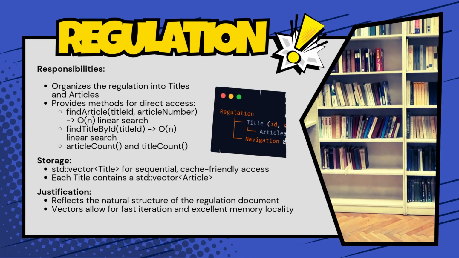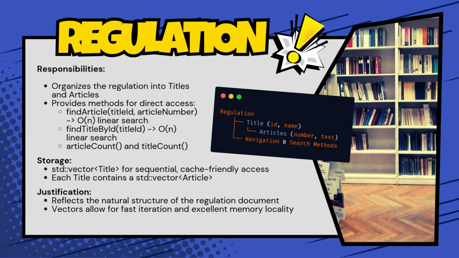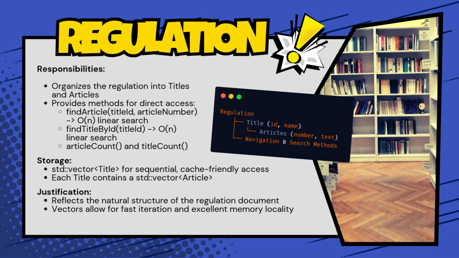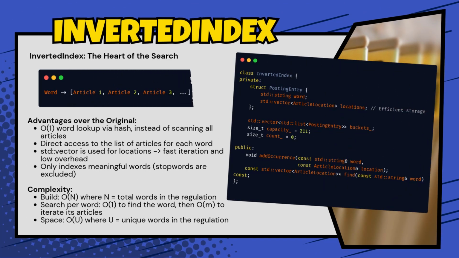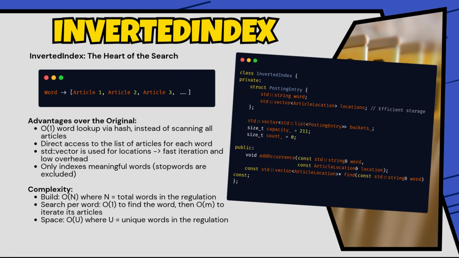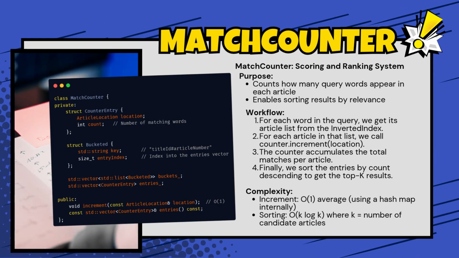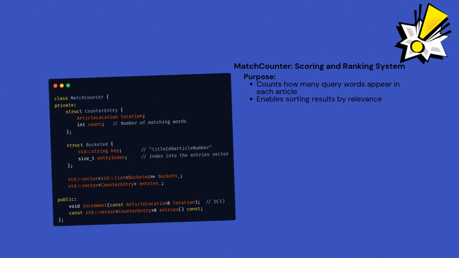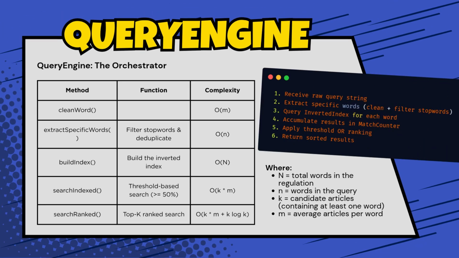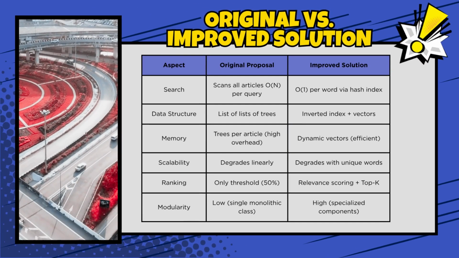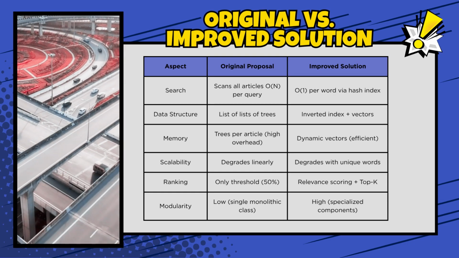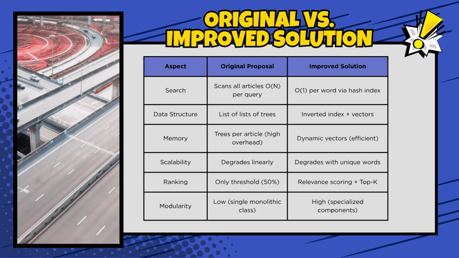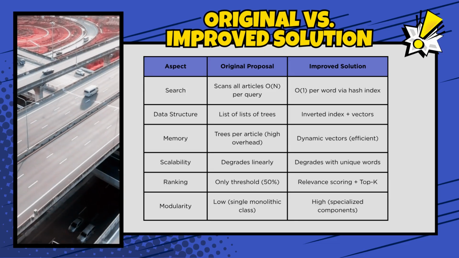The main components are: Regulation, which organizes the regulation into titles and articles. Hash table, which handles the stop words and helps avoid duplicates. Inverted index, which stores the words and their locations inside the regulation. Match counter, which records the matches for each article. Query engine, which manages the query process and generates the results. To store the locations, we use vectors, which allow us to access the data efficiently. With this architecture, each class has a specific responsibility and the system is modular.